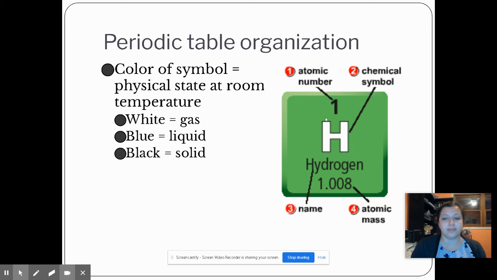So white is going to be a gas. For example, hydrogen, we know it's a gas at room temperature. Blue is going to be liquid. There's not going to be that many of them. And black is going to be solid. It's mostly going to be black and white.